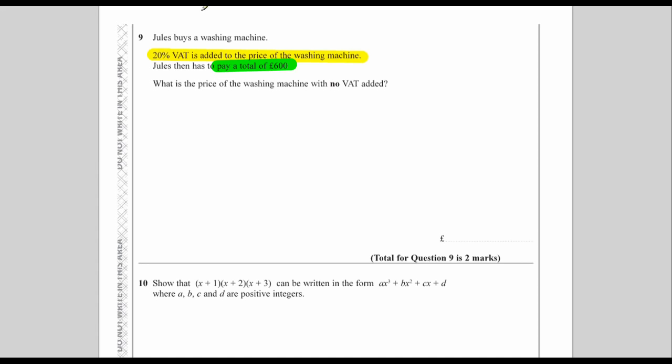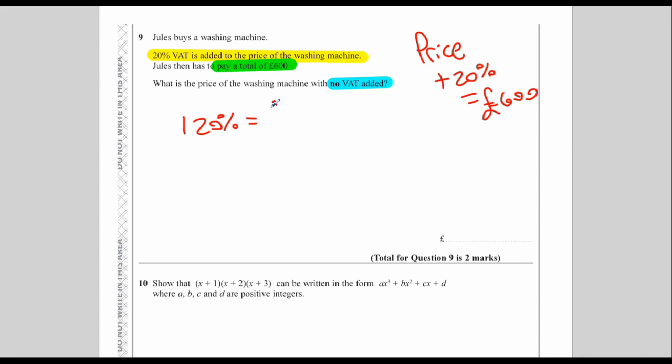What is the price of a washing machine with no VAT added? So we're working backwards on this question. It's very important to remember that. Okay. So there was a price, say price, and then you add 20%, and that gives you the 600 quid she's paid. So that means that 120% equals 600 quid. Now we want the price, which is just 100%. That's going to be what our answer is.